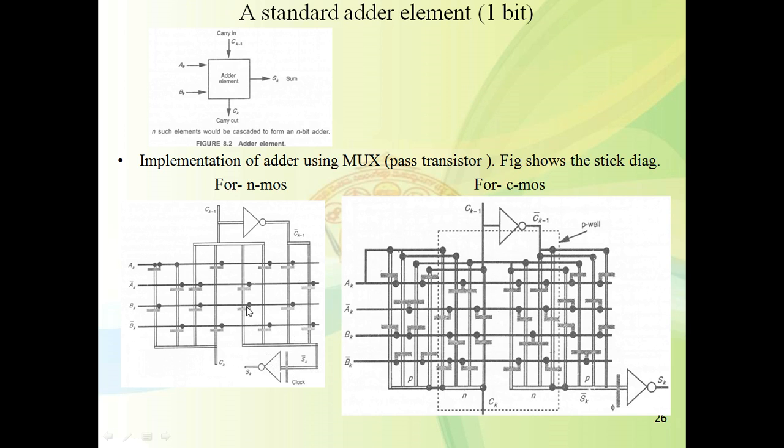So on this side you will get sk bar, and after inverting you will get sk. On this side you will get ck. So by using simple pass transistors, we can implement the adder element. Okay, so this is implemented using NMOS technology, and the same we can implement using CMOS technology.